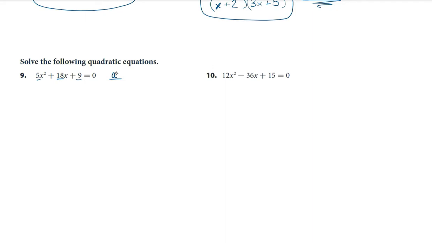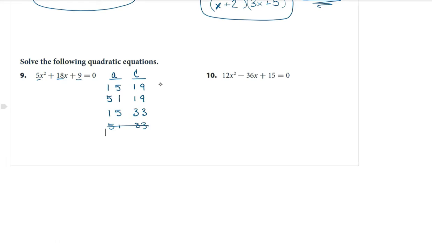Factors of A are 1 and 5, or I could write it 5 and 1. So now I'm going to do the factors of 9. So 9 would be 1 and 9, or 3 and 3. Now this one, I don't need to do the 5 and 1, 3 and 3, because these two are the same, you would get the same thing. So you don't need to do that step.